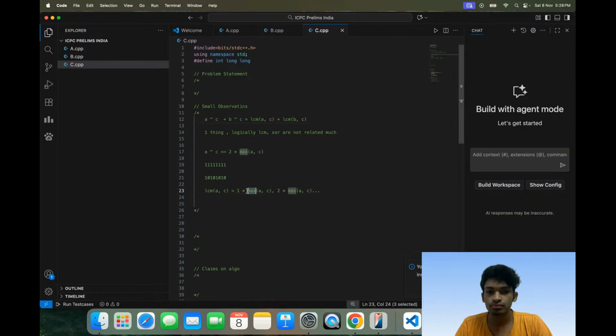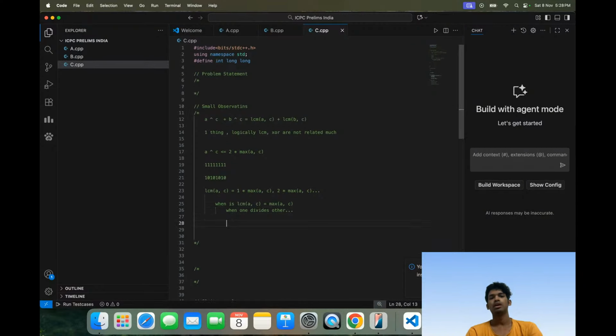So when is it 1 times the maximum of A comma C? When is LCM of A comma C equal to the maximum of A comma C? When one divides the other. In all other cases this will be a bit bigger.